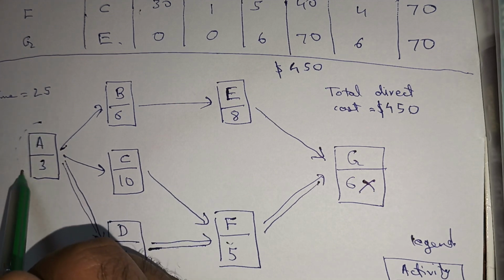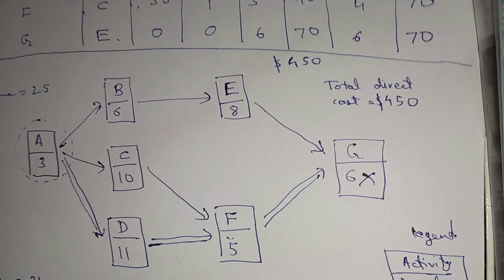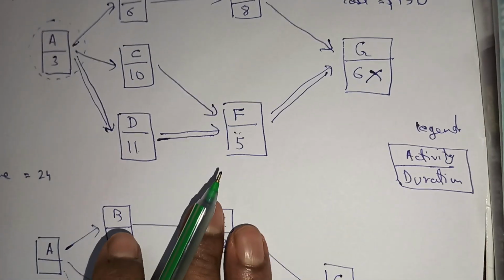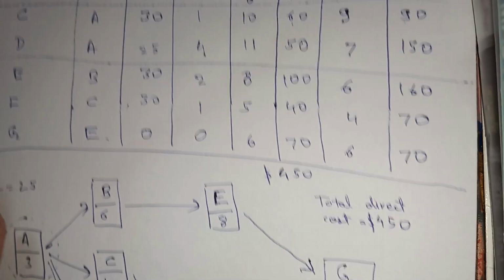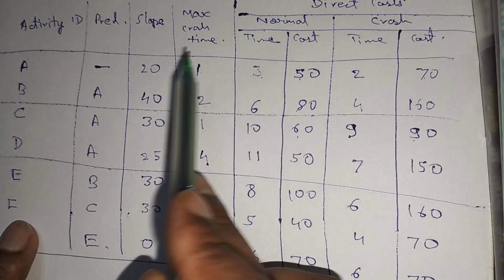So we'll denote it by this dotted circle, fine. When we crash activity A, the time duration reduces by 2. Do we have any more provision for crashing activity A further? No, we have just 1 day and we have utilized that, okay.